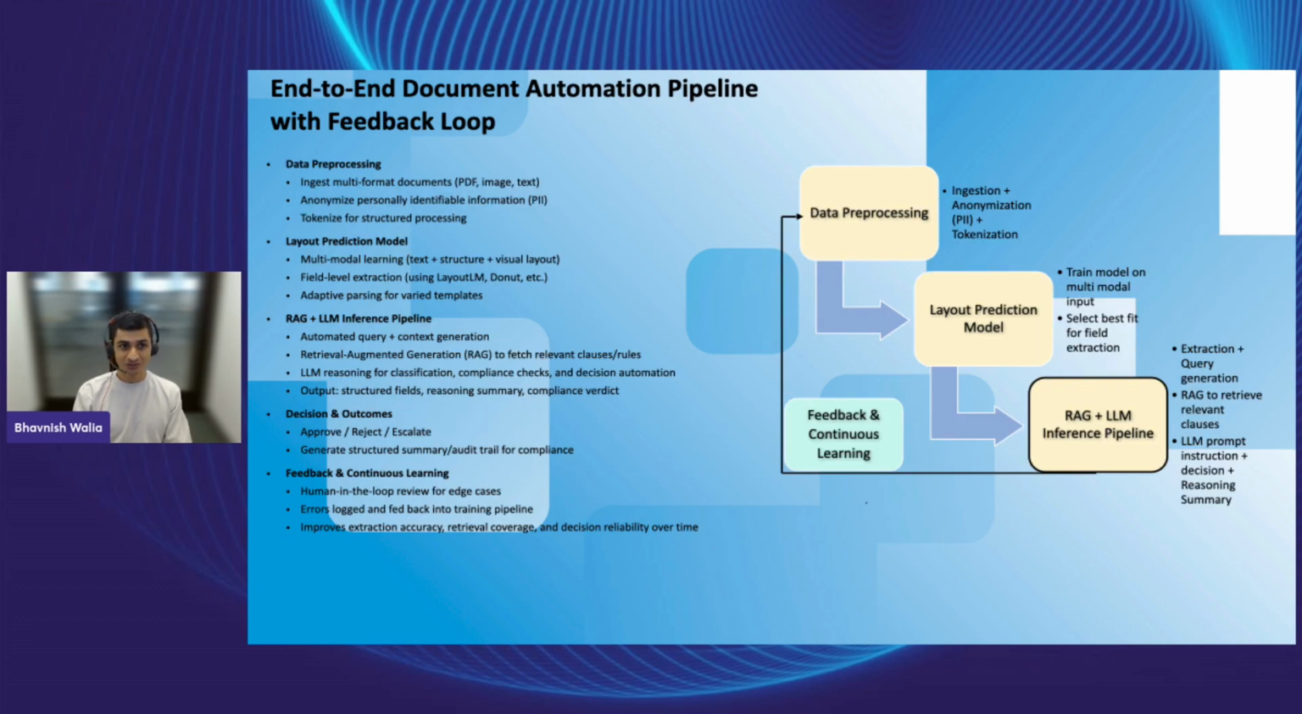Let's move on to the end-to-end document automation pipeline. Think of it as three stages: the data pre-processing, the layout prediction model, and then the final one, the RAG plus LLM inference pipeline, which is the novel part of this particular solution. So, data pre-processing. One, it ingests the data. Think of your passports, your driving license, any other document that's being ingested.